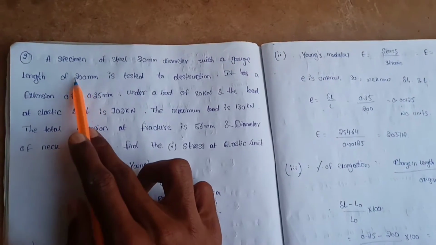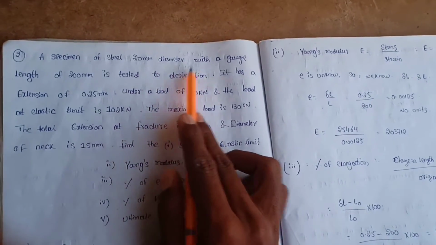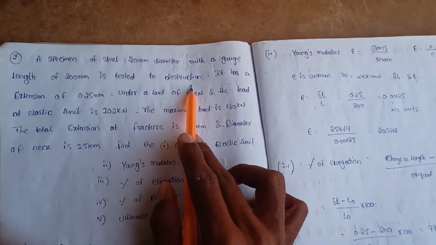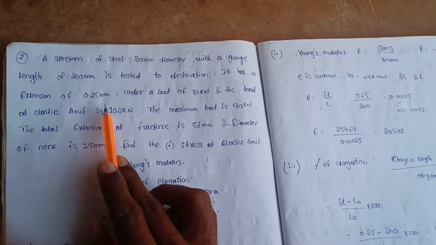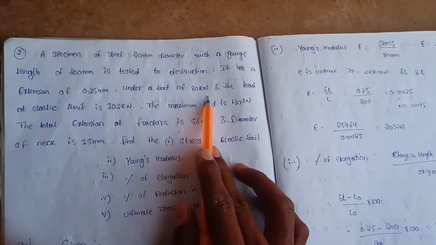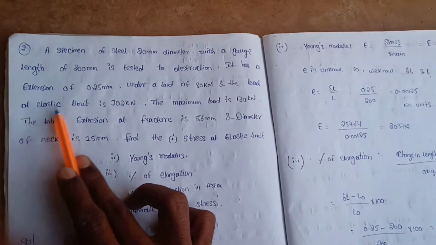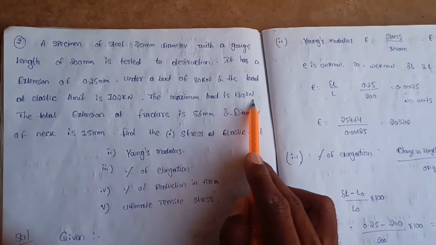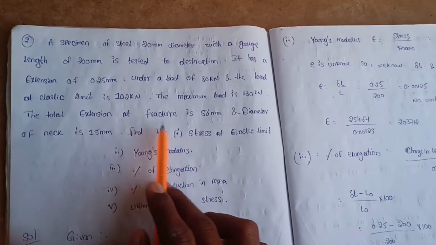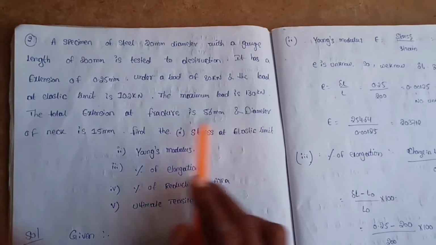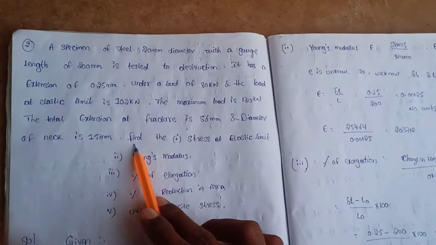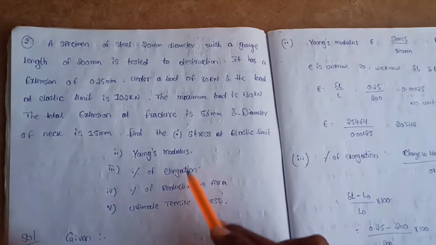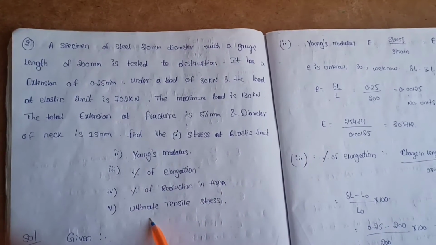So our problem is: a specimen of steel 20 mm diameter with a gauge length of 200 mm is tested to destruction. It has an extension of 0.25 mm under a load of 80 kilonewtons, and the load at elastic limit is 102 kilonewtons. The maximum load is 130 kilonewtons. The total extension at the fracture is 56 mm and the diameter of the neck is 15 mm. Then find the stress at elastic limit, Young's modulus, percentage of elongation, percentage of reduction in area, and ultimate tensile strength.